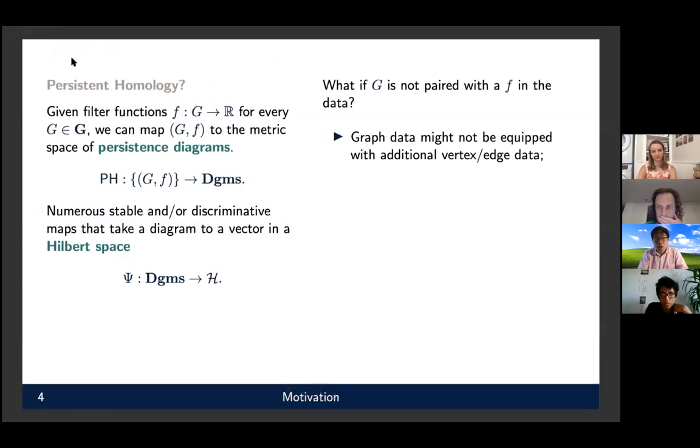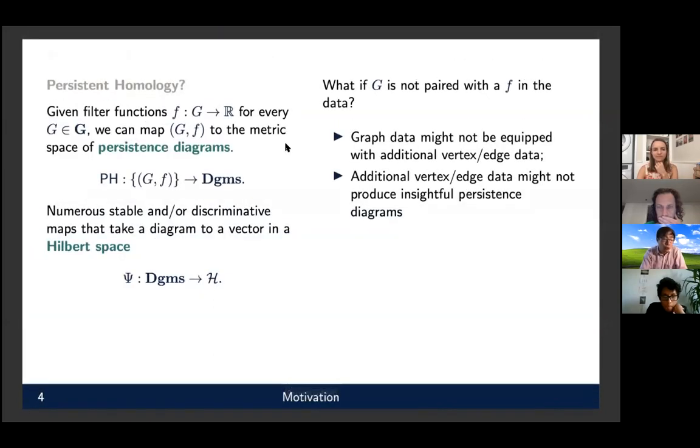So the really thorny question is, what if in your data set your graphs are just naked graphs, not paired with a filter function? There are no additional numbers attached to your vertices or edges. Then you stumble, and you can't filter your graphs. Or you do have some data attached to graphs, but it might not be suitable data for filtrations. For example, going back to molecules, you might know the atoms, but there's no ordering on carbon or oxygen or nitrogen atoms, and you simply can't filter graphs with that sort of data. And additionally, you might have data attached to graphs, and you might be able to do filtrations, but they might not be insightful.